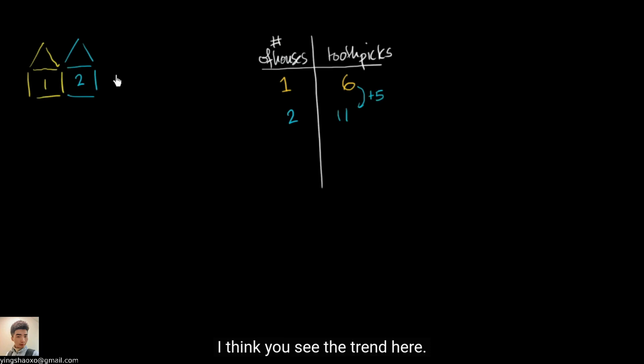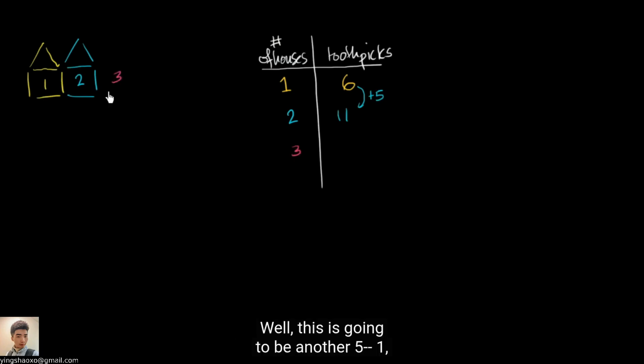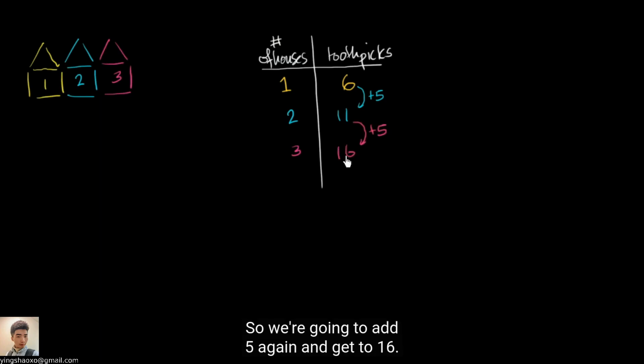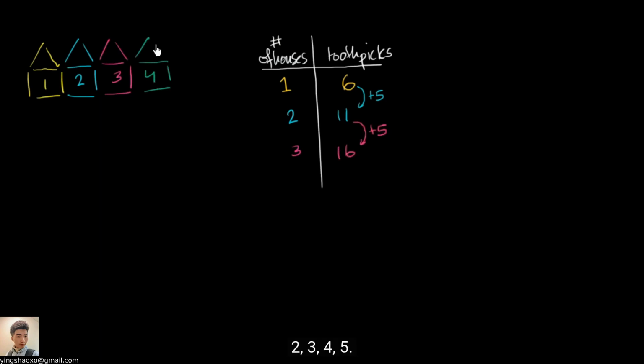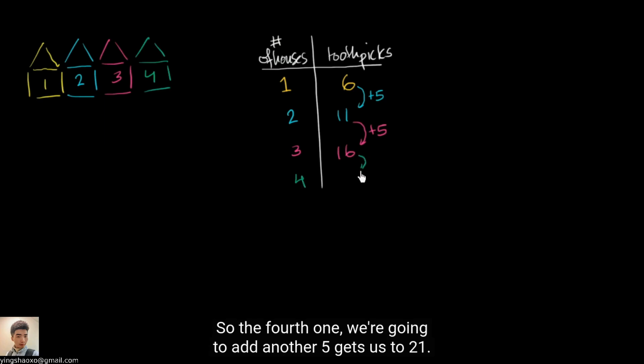I want 2 houses. Trend here. What about 3? Well, this is going to be another 5: 1, 2, 3, 4, 5. And 4? So the fourth one, we're going to add another 5: 1, 2, 3, 4, 5.